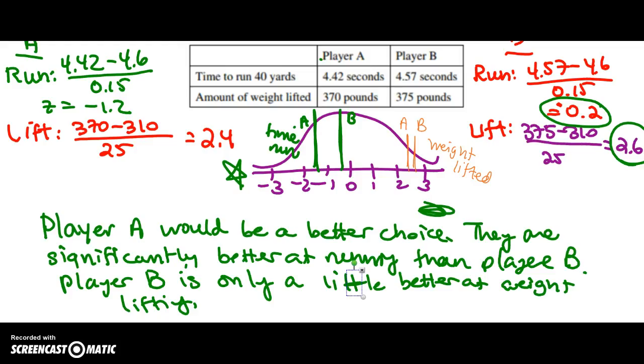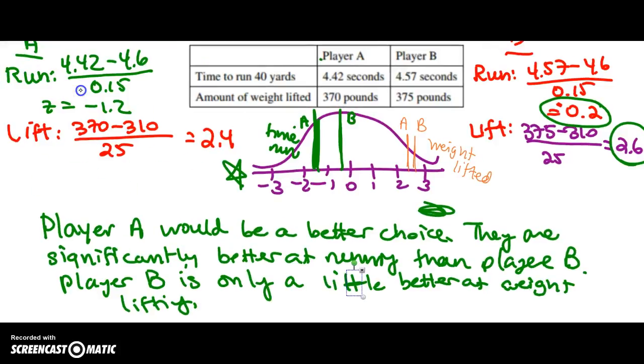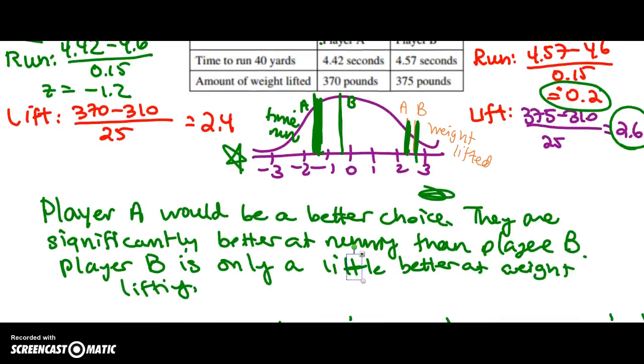So I chose player A, and the reason is player A is significantly a better runner. They are further from the mean and a significantly better runner. Notice that player B is the better weightlifter, but only by a little bit. So the differential is not much. I said player A would be better because they are a much, much better runner and they're only a little bit better at weightlifting.